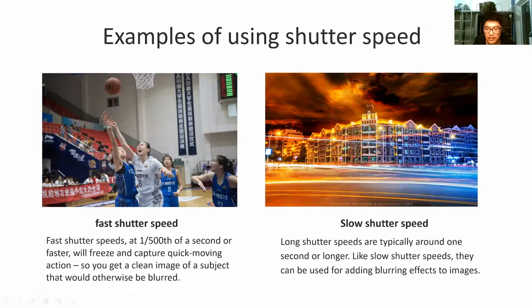Sometimes when we're shooting at night, if you want to get this kind of effect, these light trails, you have to slow down your shutter speed. And also when your shutter speed is very slow, you will get more light in, and then you will get the right exposure at night.